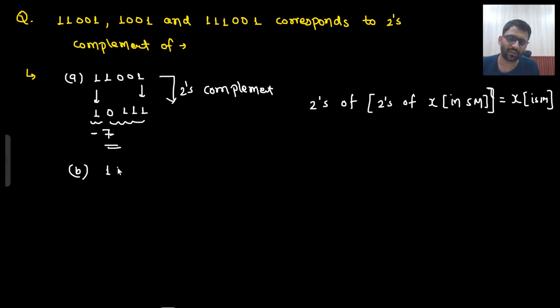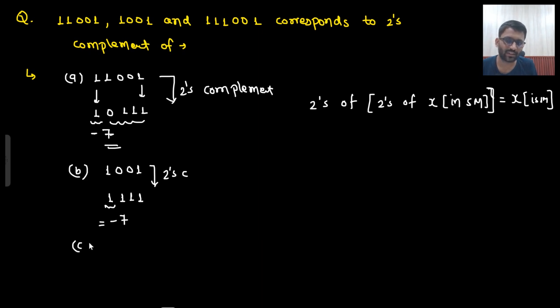Now this is the question, 1001. So I will take the 2's complement. How will I take 2's complement? The sign bit will be as it is. Now this 1 will come here, and then since I got 1, I will take the complement of 0, complement of 0. So this 1 will denote negative sign, and this will denote 7, right? So answer is minus 7. For this one as well, answer is minus 7.